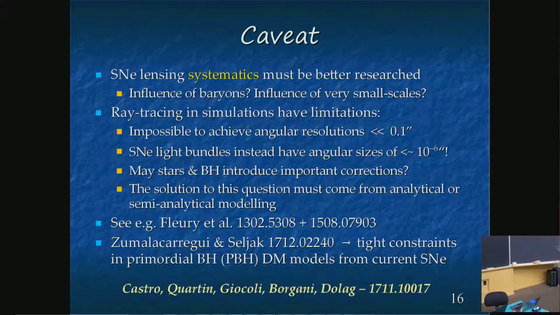So the solution must come from a mixture of analytical and semi-analytical modeling, not only the ray tracing. There are papers by Fruhi and collaborators, and Philippe Uzan, on this. There's also a nice paper by Miguel Zamarakarik and Urseliak from a year ago, that put tight constraints on black hole dark matter models using exactly this, the lensing of supernovae. They said that if you have primordial black holes, you can compute it semi-analytically, and you would have much more lensing in the supernovae data than we see. From that, we are ruling out a good chunk of phase space.